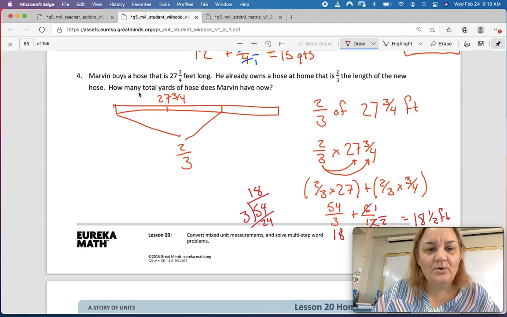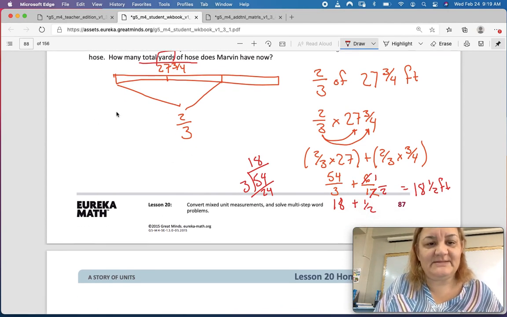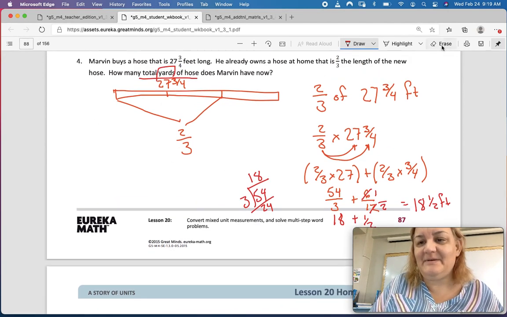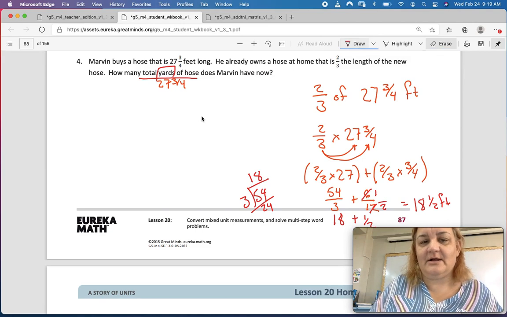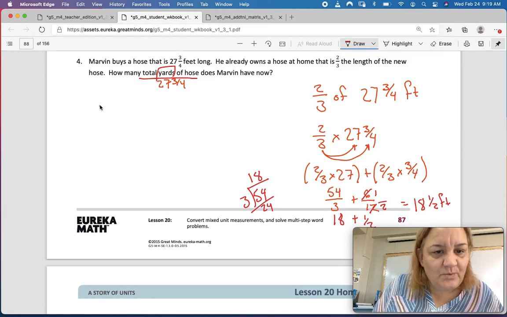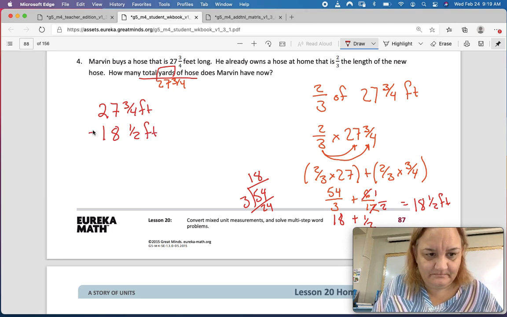Now, how much total yards of hose? Yards! It's a big problem. Okay, so we need to convert into yards. I'm going to make some space. I'm going to delete this. We just used that to figure out how long the other one was. So 27 3/4 feet plus the old hose was 18.5 feet. So we're going to add those up.